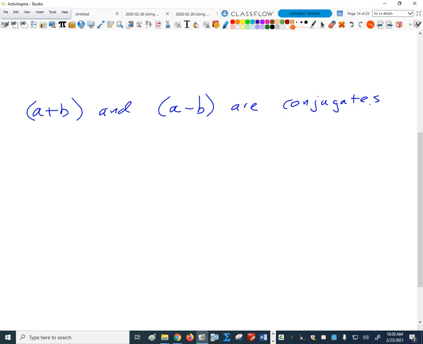One of the places where this came up was when we factored a difference of squares. a squared minus b squared equals the product of the conjugate factors. So if I multiply conjugates, a plus b times a minus b, I always get a difference of squares result, a squared minus b squared. Give me a thumbs up. Does that make sense? Do you remember talking about that?